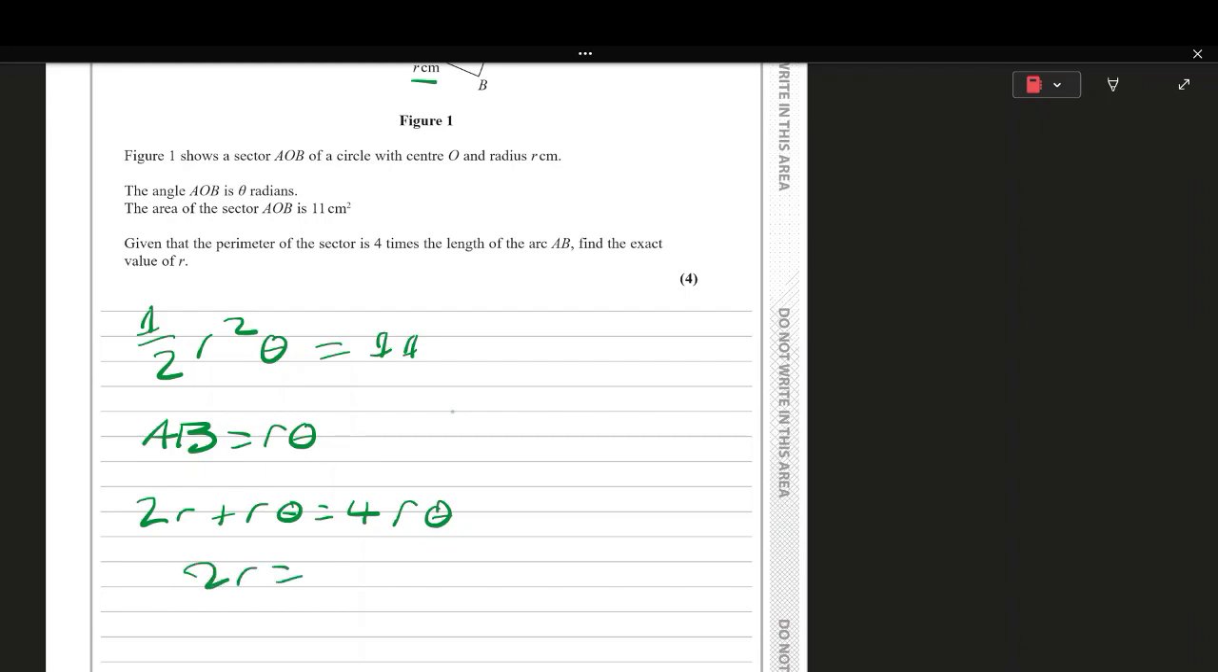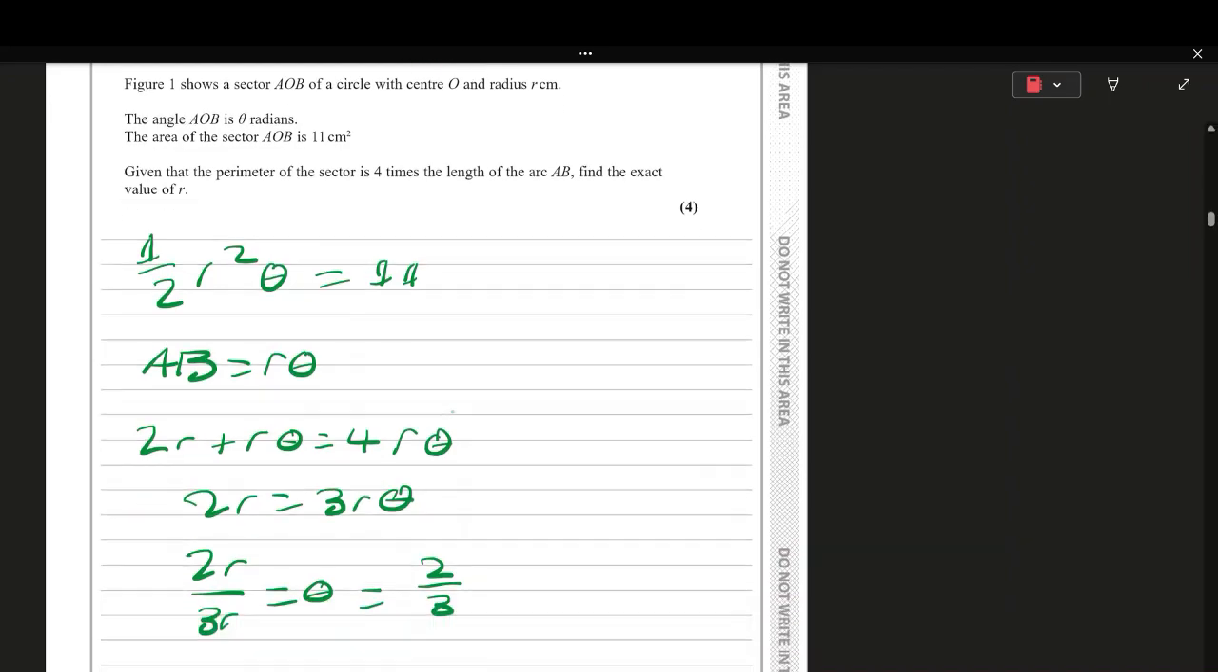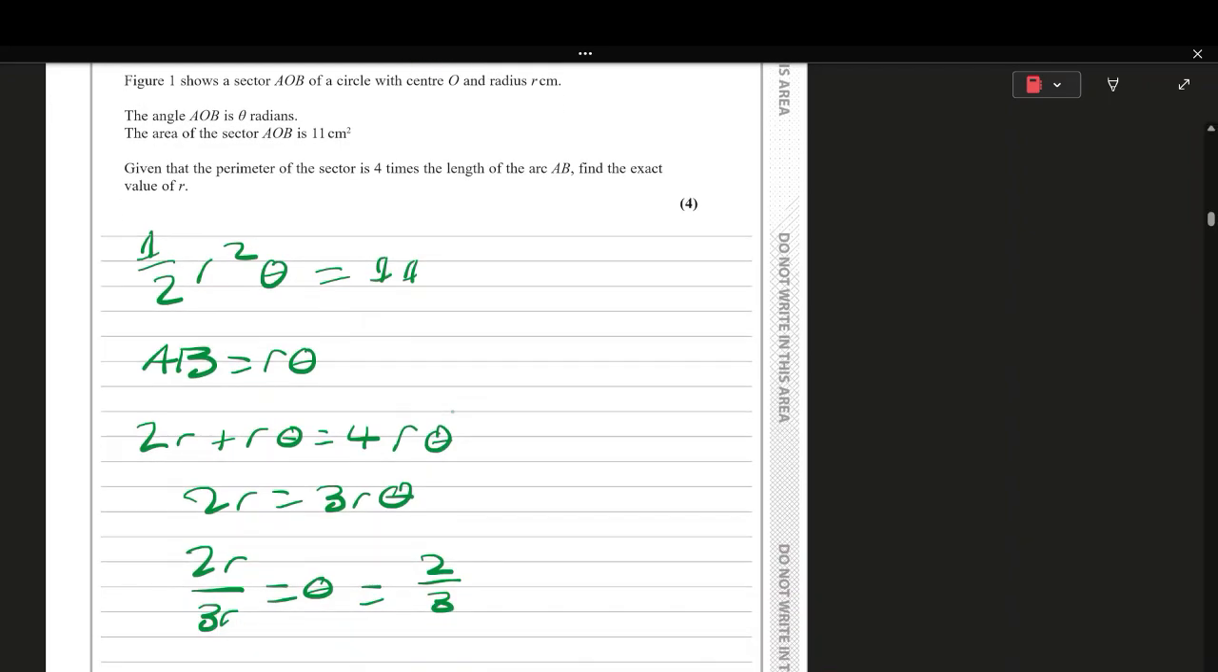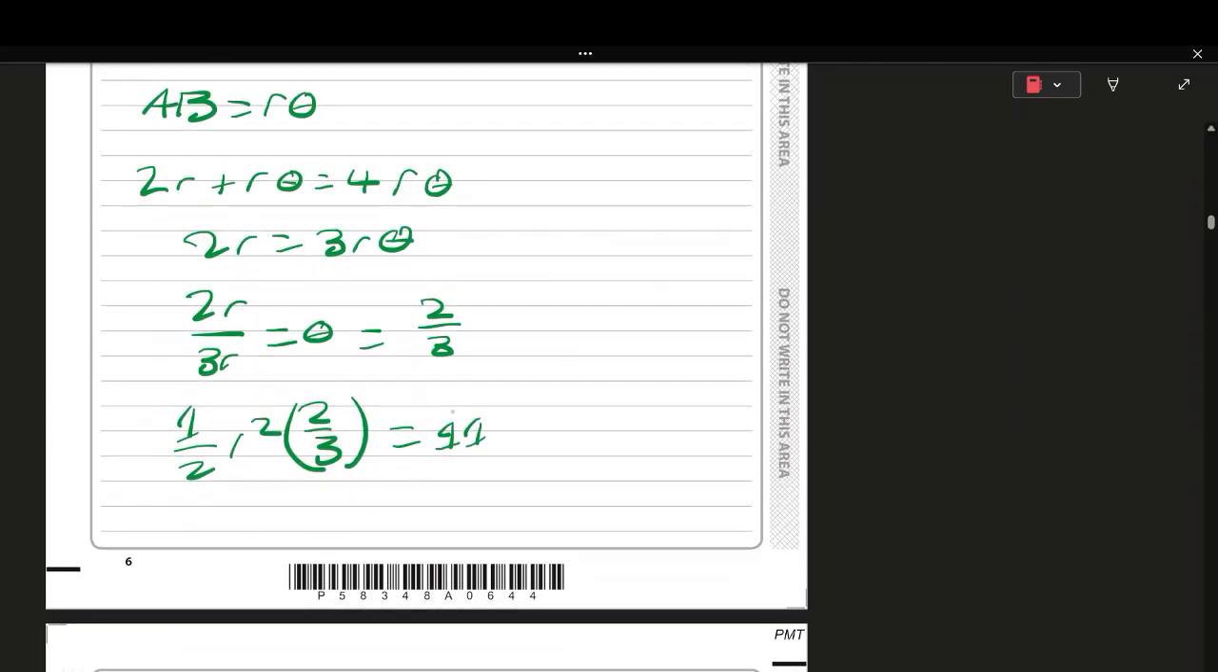So we can make this 2r equals 3r theta. We can divide by 3r, so we have 2r over 3r is equal to theta, and the r's cancel, so theta is equal to 2 over 3. We still need to find the value of r, so if we put theta, which is 2 over 3, into the area equation, we get half r squared times 2 over 3 is equal to 11. So if we times 2 to get rid of the half, we get 2 over 3 r squared is equal to 22.